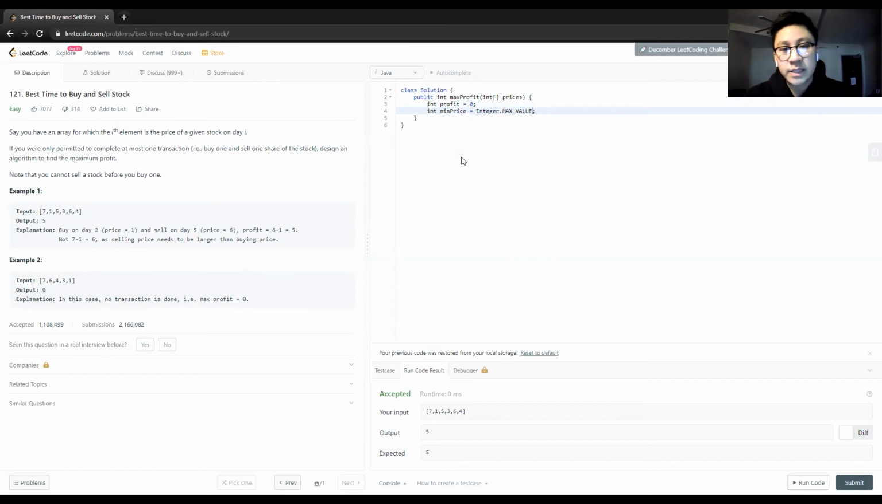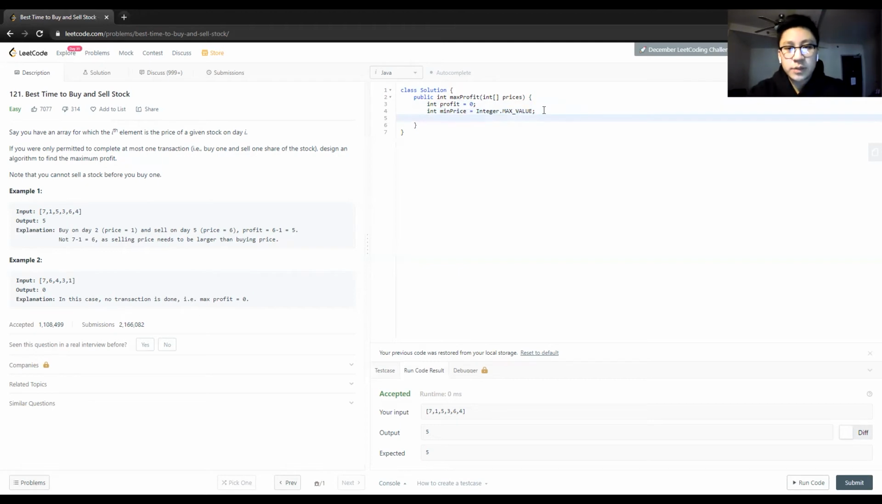The alternative would be to set this to the first element in prices, but we don't have any constraints here, so we don't know if prices could be empty, and in that case you still want to return 0. Even if prices is empty, we don't even do the for loop, and we'll just automatically go to returning 0, which will save us some time and some code.